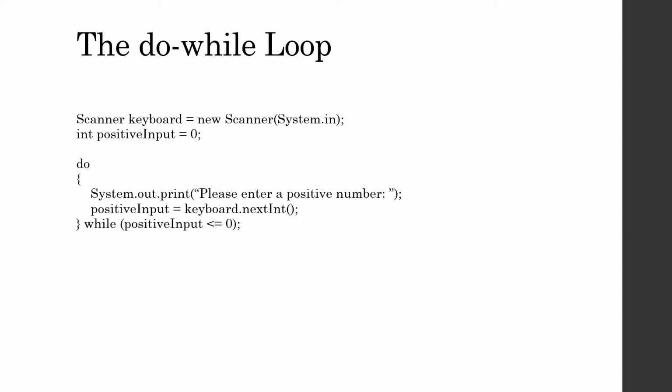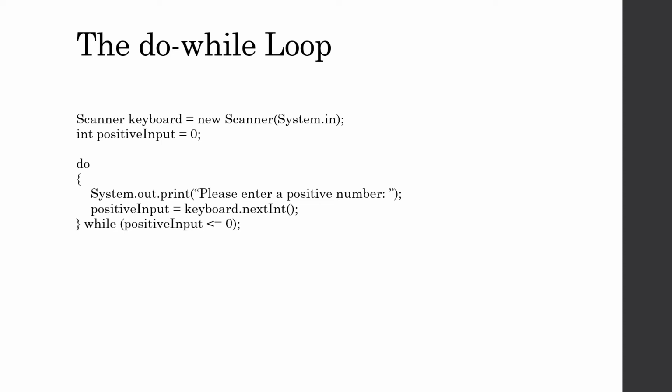So we're going to say do, and then we see those two lines of code that we saw before. The first one is just going to be a print statement for the request that we make to the user. And then the other one is going to be where we actually make a call to one of the scanner class's methods. So we're calling nextInt on that keyboard object. And we're going to take whatever integer value the user inputs and store that into positive input.